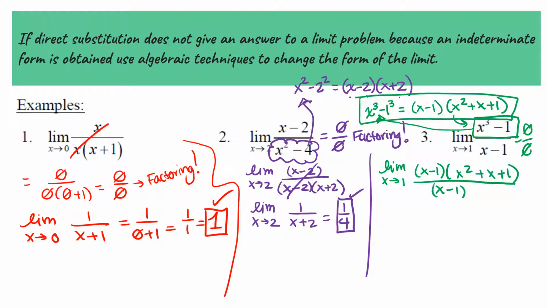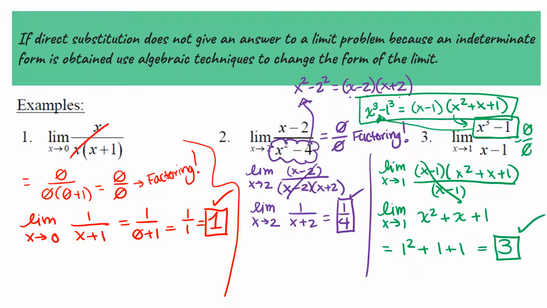All right, and our 2 factors cancel out, and we're left with just the limit as x approaches 1 of x squared plus x plus 1. And there you go. We got our lovely little number. There's our answer. The limit as x approaches 1 is 3.